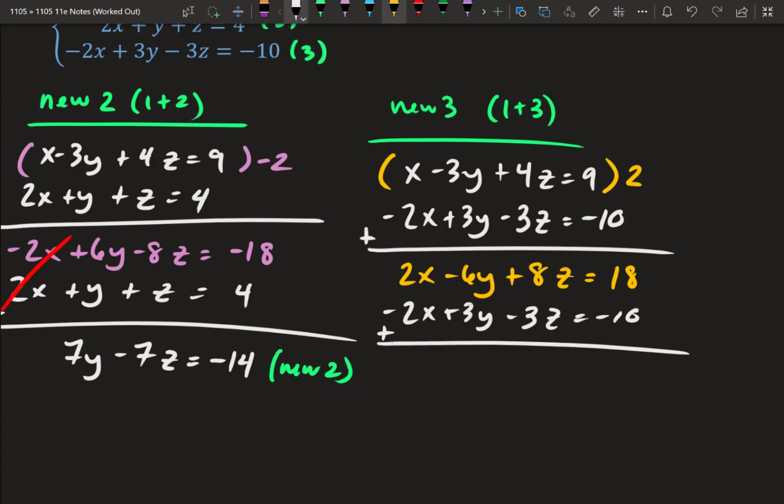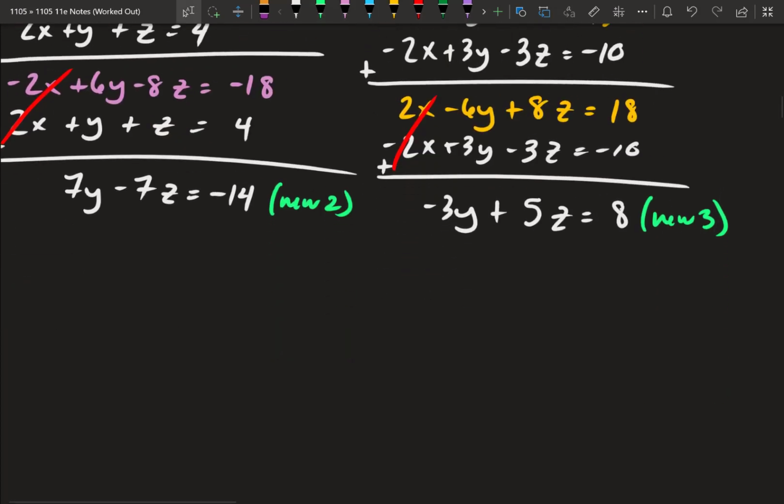And now we're going to add. Our x's go away. So we have negative 6y plus 3y. That's negative 3y. 8z minus 3z is 5z. And 18 minus 10 is 8. That's our new 3.